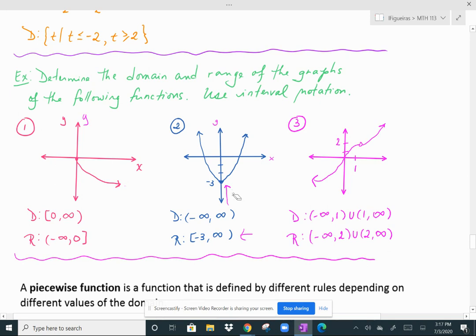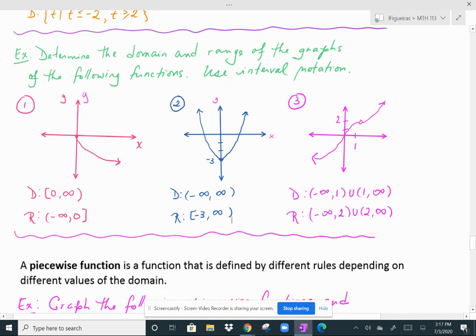And then finally, this last example, number 3, it looks like I have this graph that's connected all throughout, but here I have a hole. This open circle is called a hole, and that's at the point 1, 2. So that means 1 is not in the domain, and 2 is not in the range, because that's where it is undefined. So the way you show that is that your domain is from negative infinity to 1, union from 1 to infinity. So in other words, skip the 1. But your range is from negative infinity to 2, union from 2 to infinity. So for the range, you need to skip the number 2.